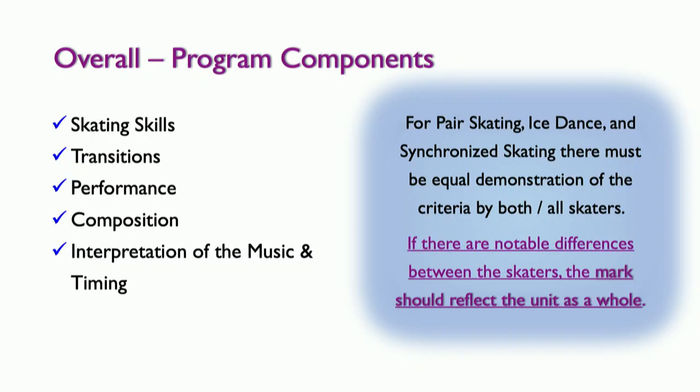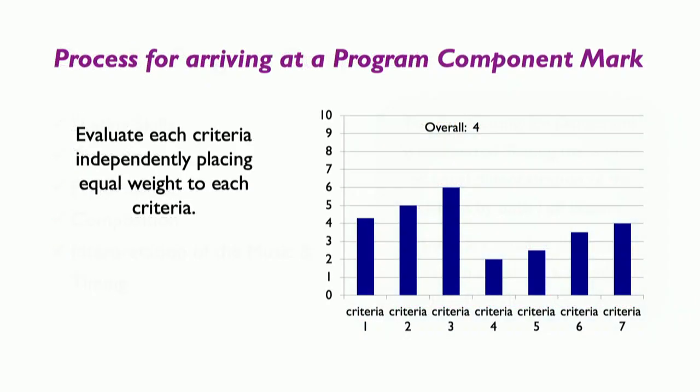We're very familiar. You've been staring at it now for almost 30 minutes, so I'm sure you all have it memorized. It's very important that you remember what our process is for arriving at a program component mark, and we evaluate each criteria independently. A common mistake is that one criteria stands out for us, and we tend to focus on it and give it more weight than the others. It's so important to remember that each one is weighted equally. And in our minds, we keep in mind all the criteria, and then we come to our conclusion.